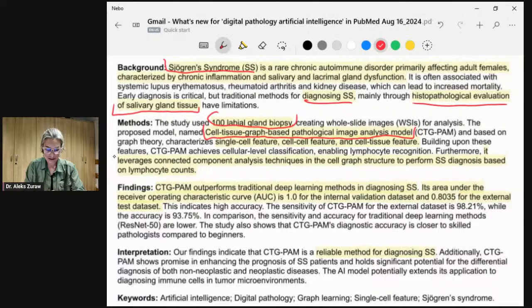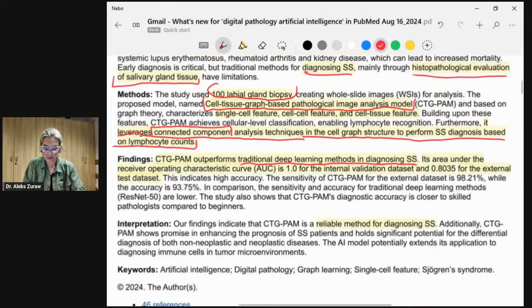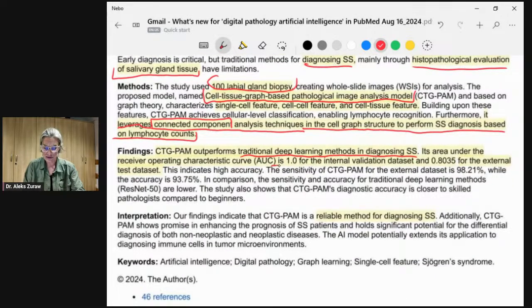What happened there is this CTG-PAM leverages connected component analysis techniques. Connected component is the keyword. So this is like the graph component, connected component in the cell graph structure to perform diagnosis based on lymphocyte counts. And it outperformed traditional deep learning methods, and the area under receiver operating curve is 1.